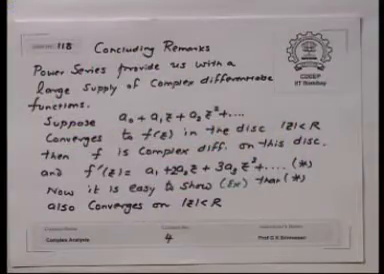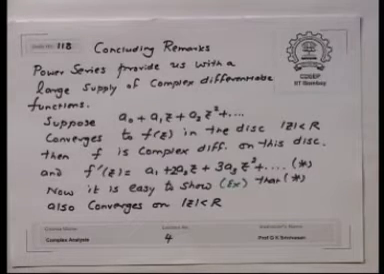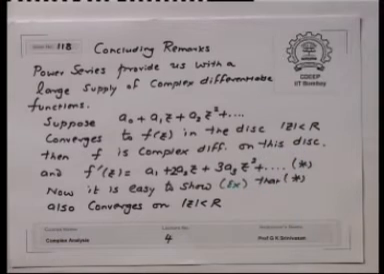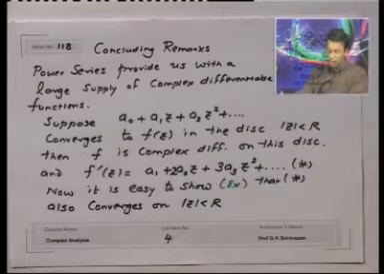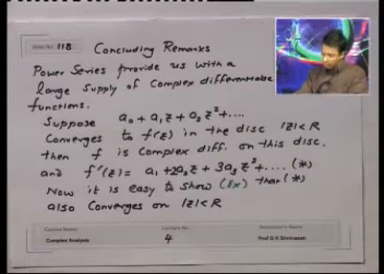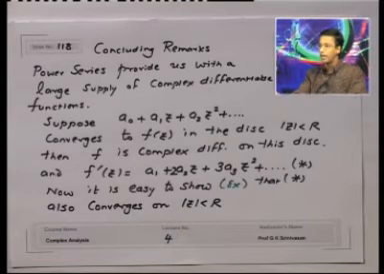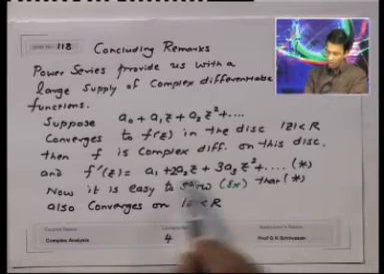Now a few concluding remarks. So now power series provide us with a large supply of complex differentiable functions. Suppose you take a power series a0 plus a1z plus a2z squared plus etc. Suppose that this power series converges in a disk of radius r, mod z less than r, then f is complex differentiable on this disk, because I can differentiate term by term, isn't it? So it is complex differentiable.